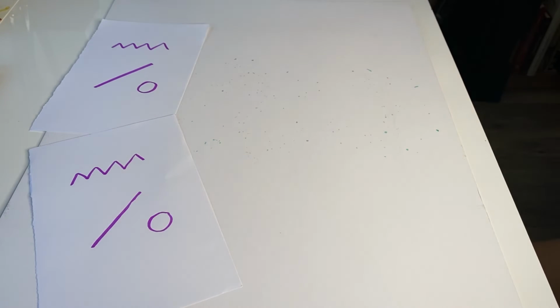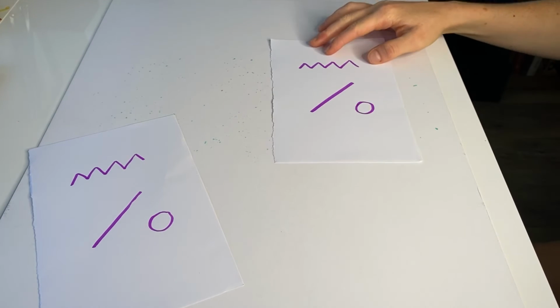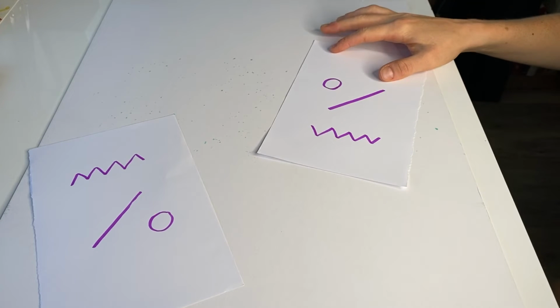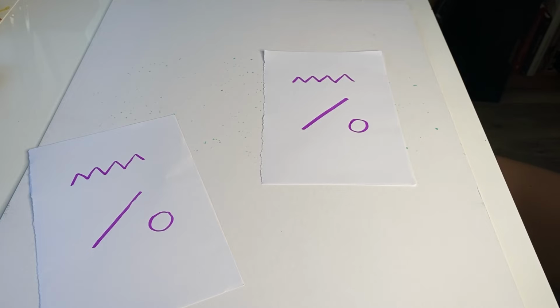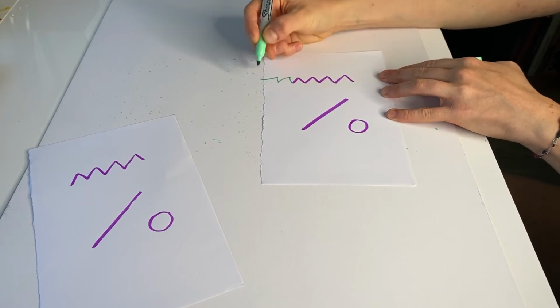Take your third piece of paper and repeat the process. If you want a bigger challenge, try to find 4 different images, placing your paper at 4 different angles.